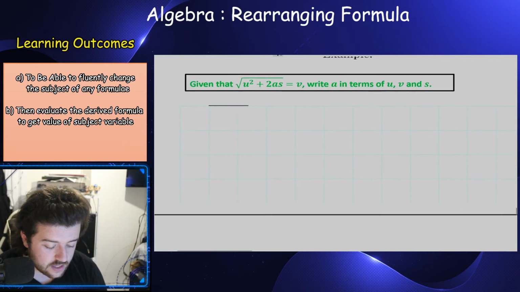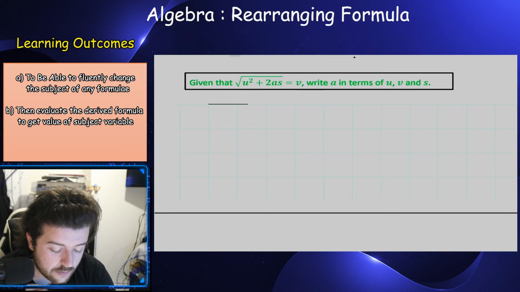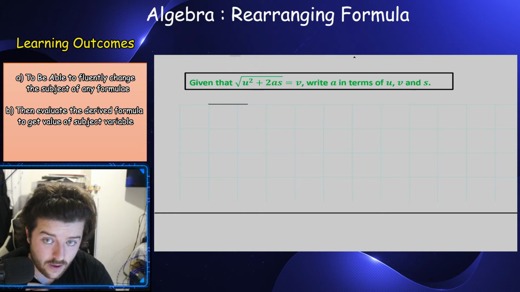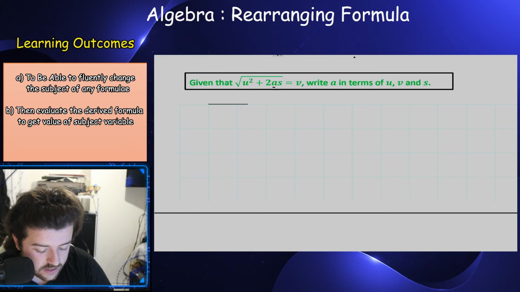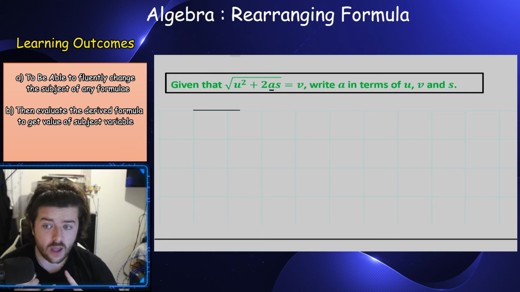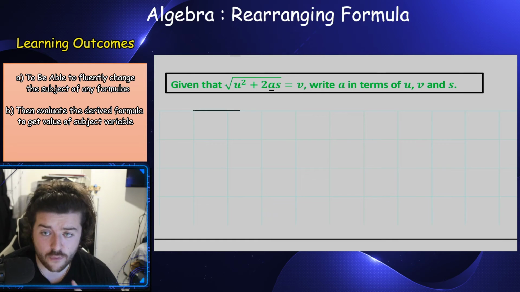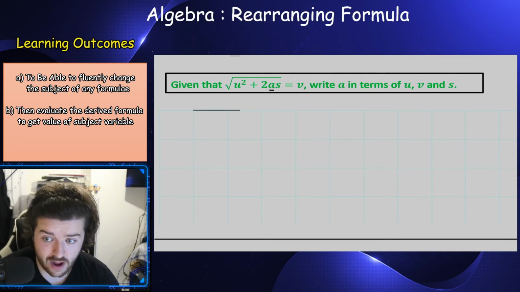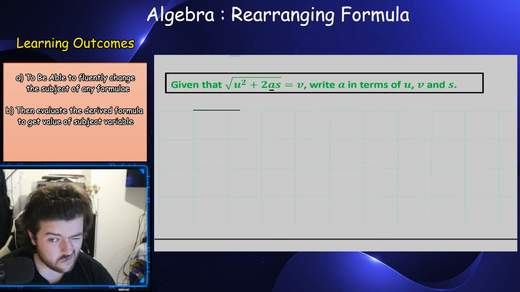Here's another example. Given that u squared plus 2as equals v squared, write a in terms of u, v, and s. So I need to get a on its own. I have a in here. First step, identify, I did. Second step, remove any fractions. I have no fractions, so I'm fine. Step 3, factorize a fully if needed. Don't need to factorize a. Done.